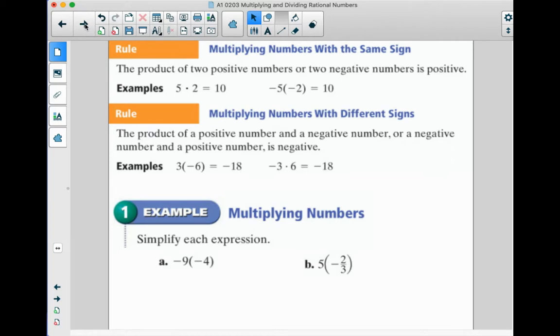If you have numbers with the same sign, then it comes out positive. So positive times positive is positive, and a negative times negative is positive. So like -5 times -2, those two negatives cancel each other out, become positive 5 times +2, which gives you +10. If you have one of each sign, you have a positive times a negative, then it comes out negative every time. So let's try some of these out here.